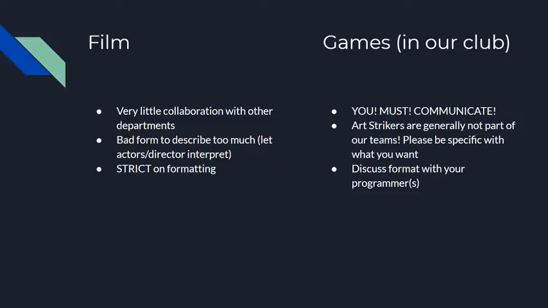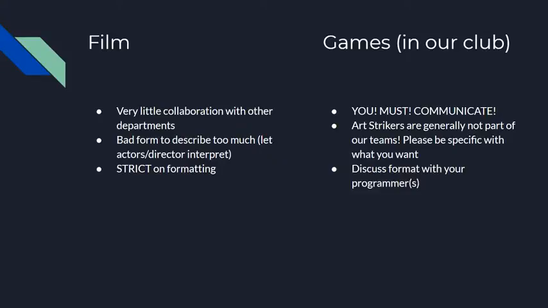Also, it's bad form to describe things. You are not working with actors. You are working with a team lead who is on your team, and you should be talking with them anyways. And you are working with Art Strike. As someone who has been in Art Strike, we're not on your team. We're not in your Discords. We have not seen what you guys have planned. Please be specific. So the "don't describe things" rule, throw it out the window.